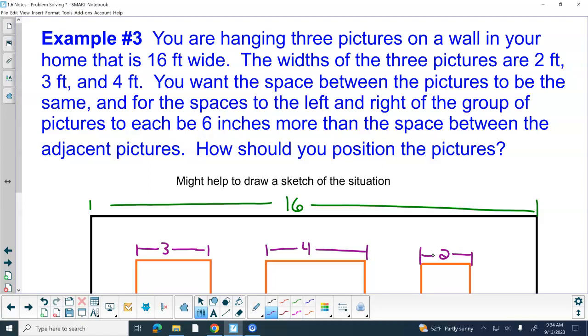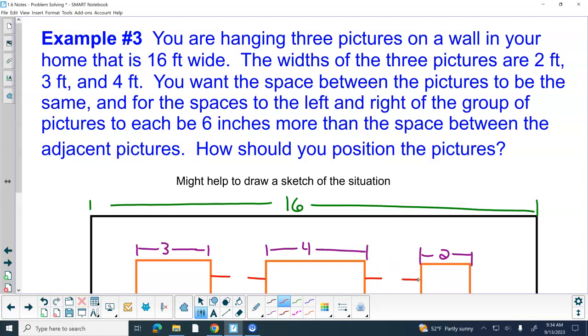We want the space between the pictures to be the same, and for the spaces to the left and the right of the group of pictures to be 6 inches more than the space between the adjacent pictures. So what do we want to call this distance in here? That's the space between. What do we want to call it? Do we know how much it is?